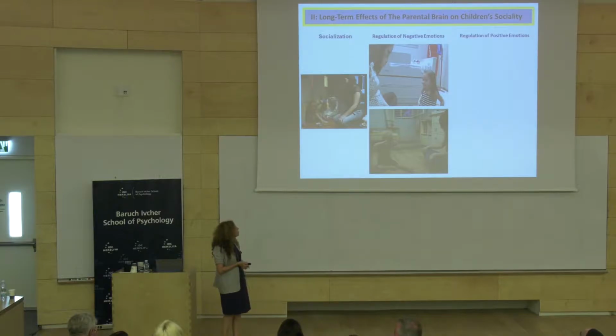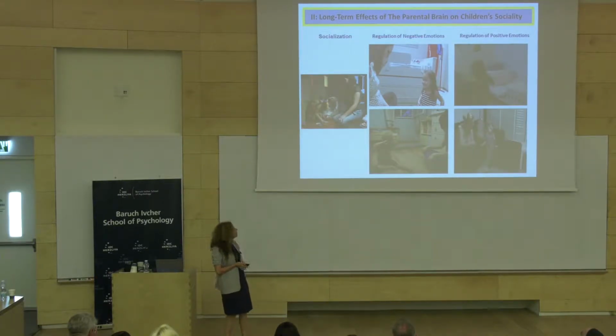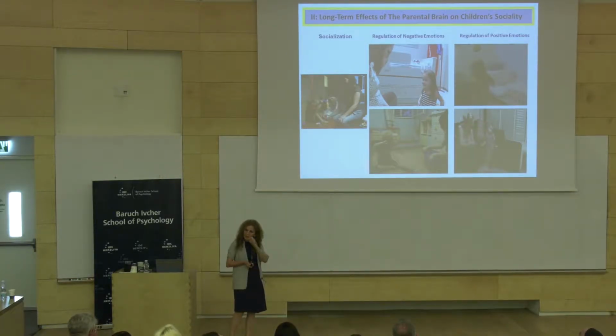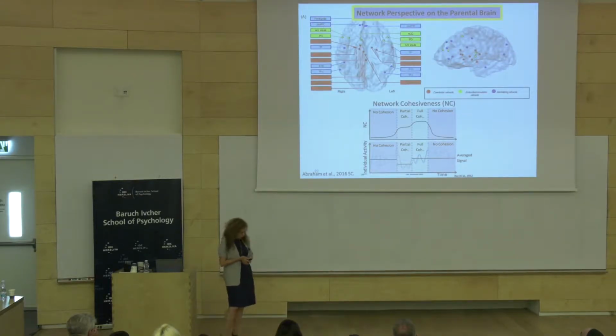This is the regulation of negative emotion. This is a mask paradigm, and we microcode for both the amount of negative and positive emotion and the strategies children use to regulate moments of fear, and then a regulation of positive emotion. We use a bubble play, a soap bubble play, and we ask again what is the amount of positive emotion and what they use to regulate it.